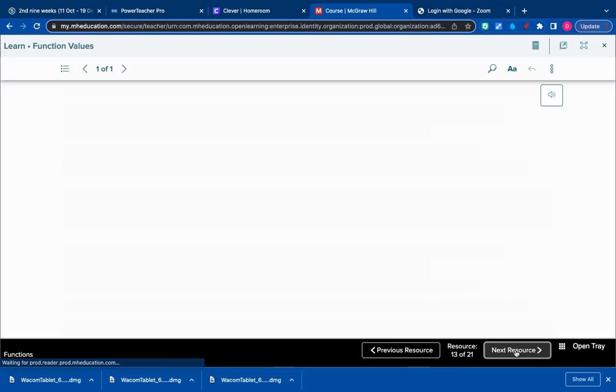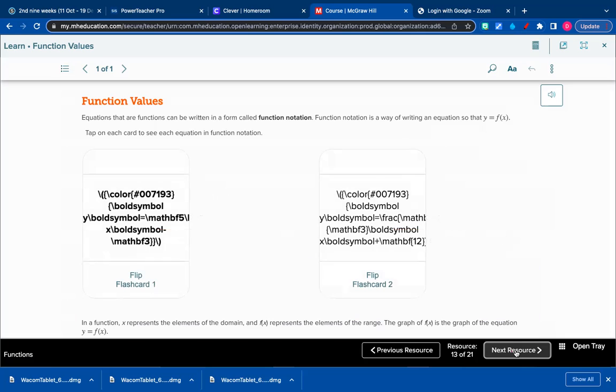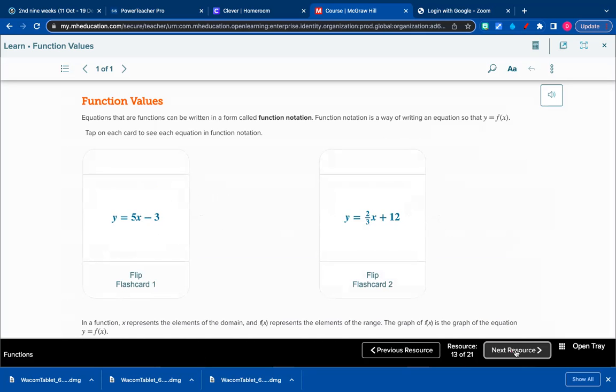So let's learn about function values. Now, we're familiar with equations. Equations that are functions can be written in a form called function notation. Function notation is a way of writing an equation so that y equals, remember how we say this? f of x, not f times x. We call that f of x. That's how we say it, f of x.